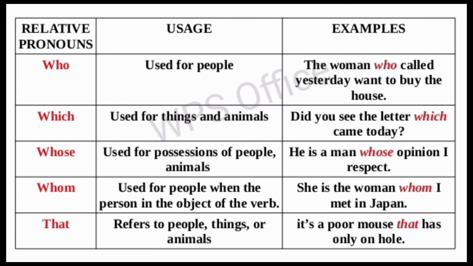Next, whose. It is used for possessions of people and animals. For example, he is a man whose opinion I respect. Here we use whose. Then whom. It is used for people when the person is the object of the verb. For example, she is the woman whom I met in Japan. That. It refers to people, things, or animals. Example, it's a poor mouse that has only one hole.